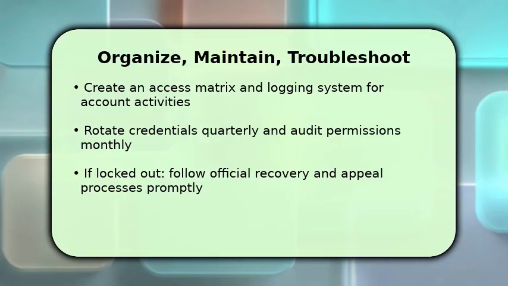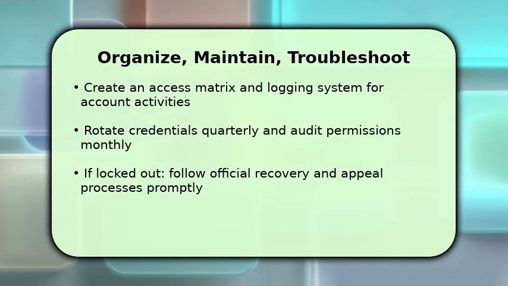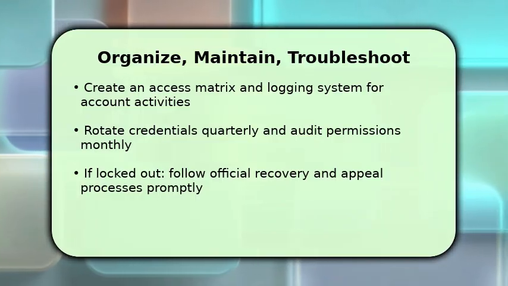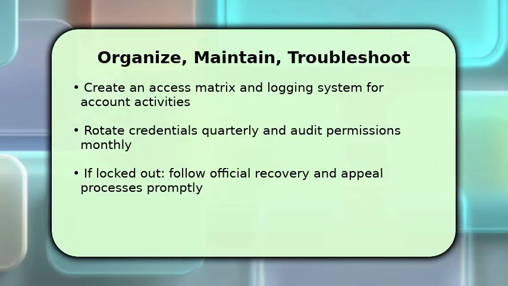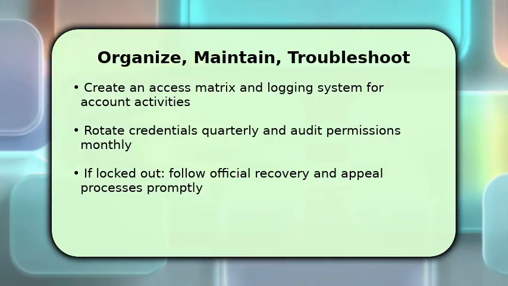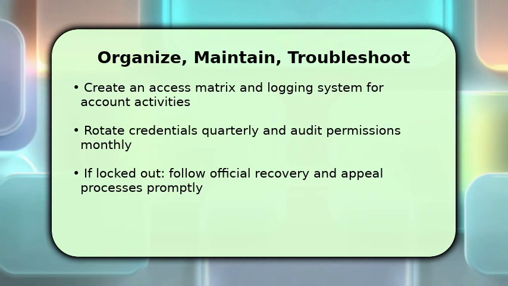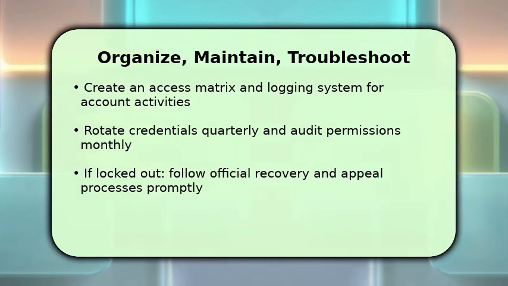If something goes wrong, like an unexpected lockout, don't try workarounds. Follow the platform's official recovery and appeal procedures and provide truthful documentation. A key troubleshooting tip: if suspended, collect timestamps and screenshots, then submit a calm, factual appeal rather than creating replacement accounts, which can worsen the situation.